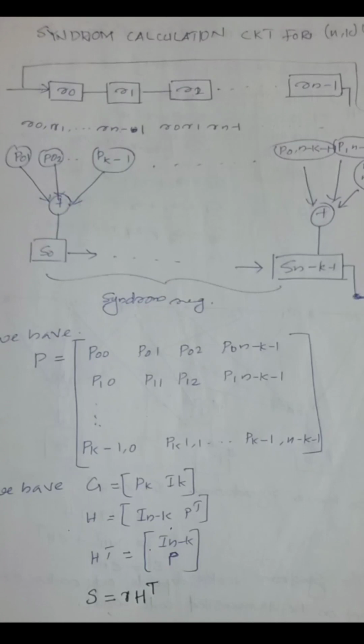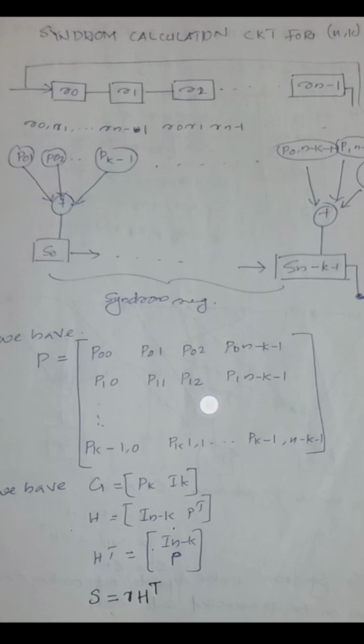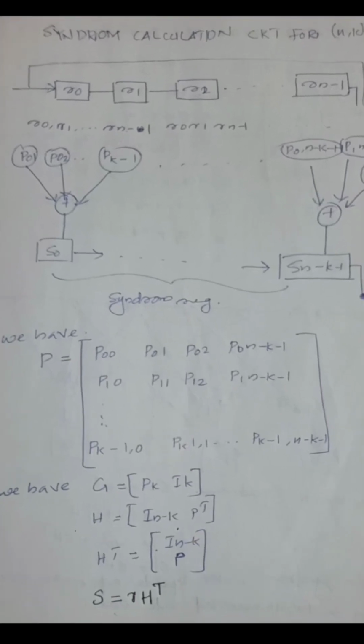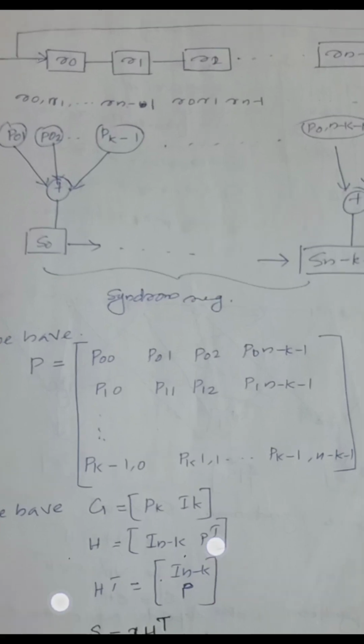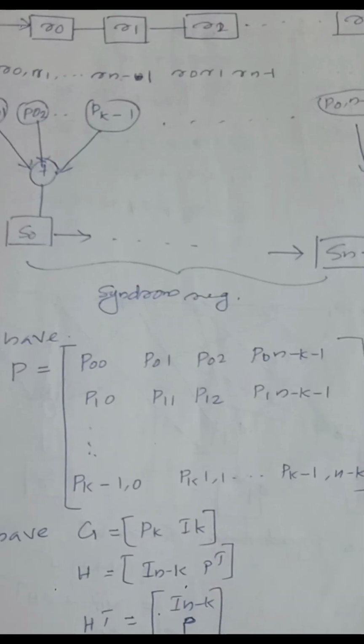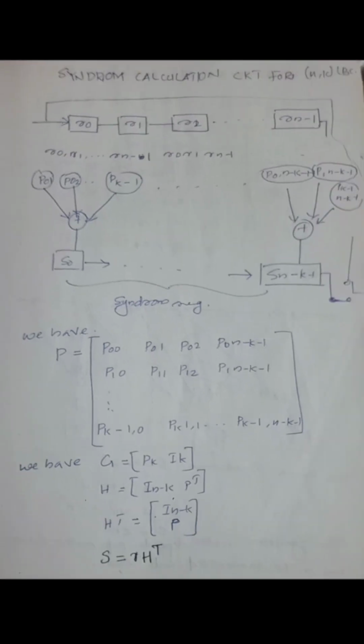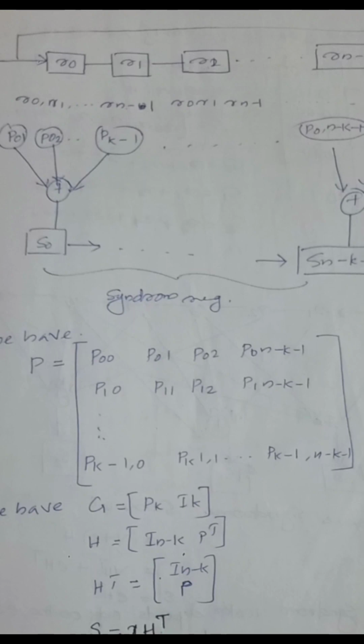So we have R0, R1, R2, etc. up to Rn minus 1, and we have the P matrix. That is, we have G is equal to [P I_k], H is equal to [I_(n-k) P transpose]. From this we get H transpose: this row matrix will be converted to a column matrix and the P transpose will be removed. So H transpose is equal to [I_(n-k); P]. We have S is equal to R into H transpose. So by receiving R, we want to multiply by H transpose. H transpose is nothing but I_(n-k) and P.